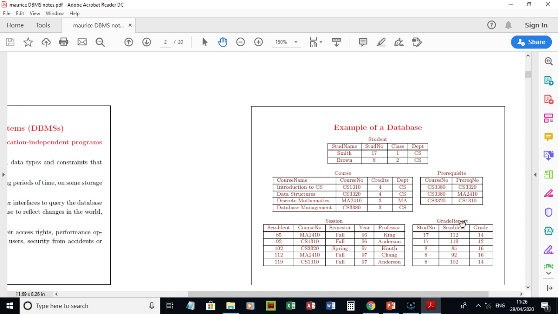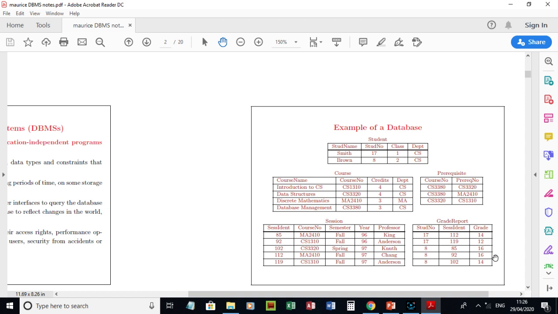Then the grade report. In the grade report, we have the student number, then the section identification number, and then the grade. So that is also here. How many instances do we have? We have about 5 of them. Now remember, they are not vertical. The instances are always in a row. Row 1, row 2, row 3, row 4, row 5.